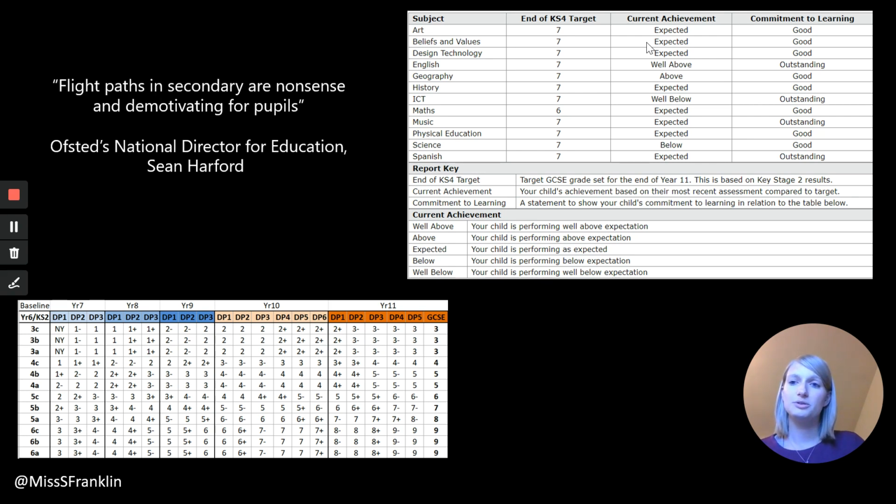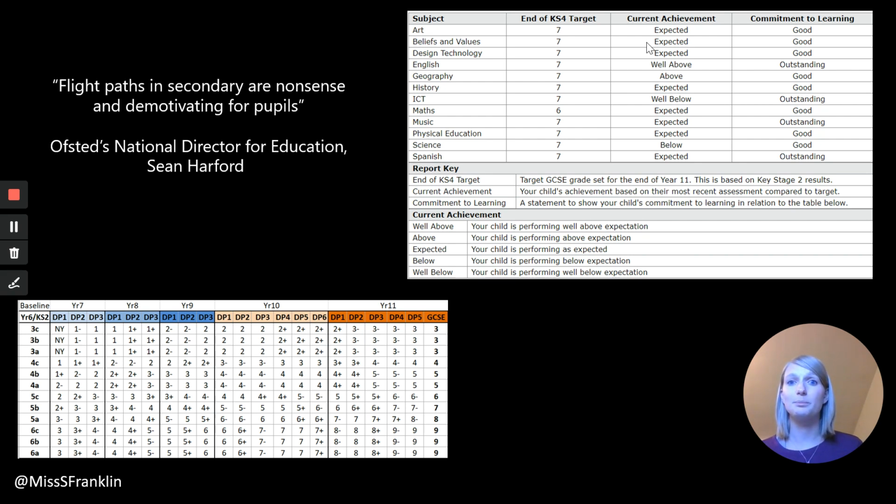I think it's also important to have this quote out here really early on, because a lot of the driving force behind people using these flight path systems was around the need to track and monitor and to show progress for the benefits of SLT or governors and the trusts that you might work within, but also for Ofsted if they showed up. And we made the changes to our assessment system before the new Ofsted framework came out.